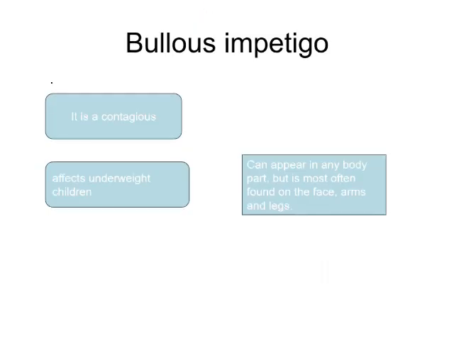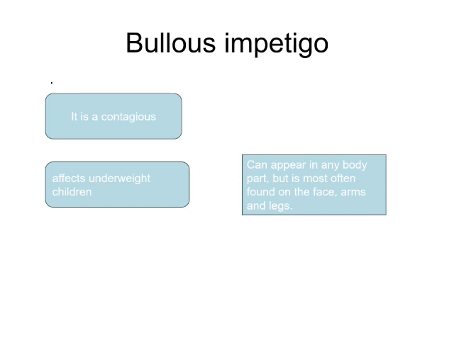Staphylococcal bullous impetigo is a contagious disease. It often affects newborn children. It can appear on any part of the body, but it occurs mostly on the face, the arms, and the legs. It also occurs in adults. And within adults, impetigo can occur after other skin diseases.